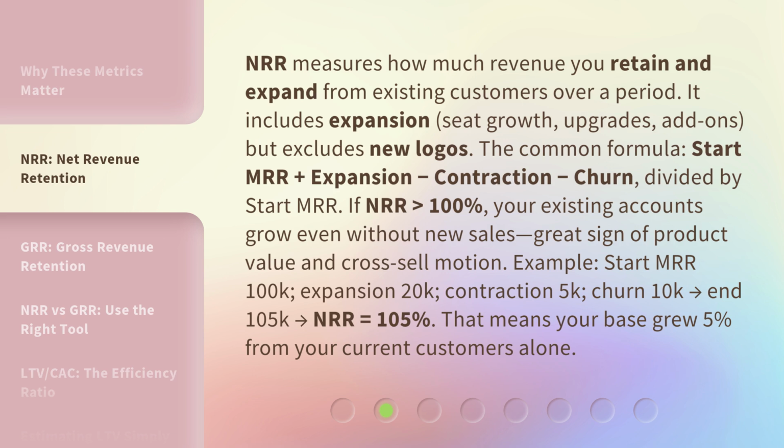Example: start MRR 100K, expansion 20K, contraction 5K, churn 10K → end 105K → NRR equals 105%. That means your base grew 5% from your current customers alone.